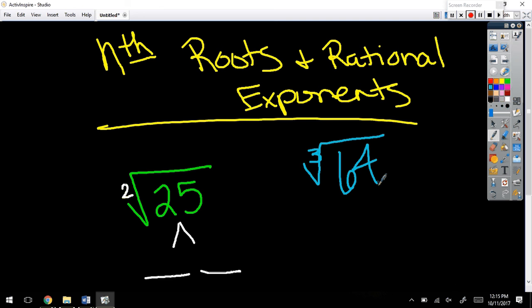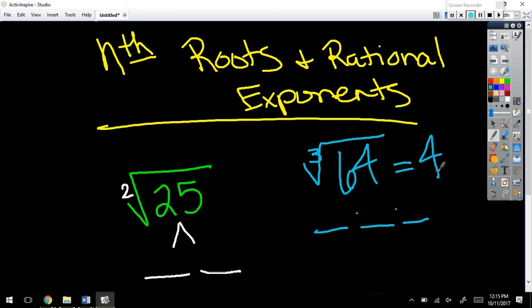You have learned it before. The two and three are pretty self-explanatory. It's not real bad. So I'm looking at what times itself three times would give me 64. One, two, three. What is it? Do you know? Four.